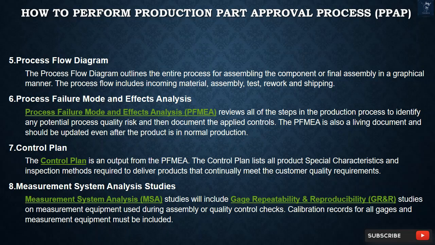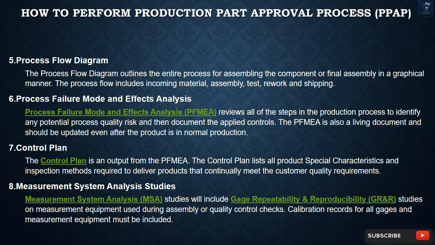7. Control plan. The control plan is an output from the FMEA. The control plan lists all product special characteristics and inspection methods required to deliver products that continually meet the customer quality requirements.